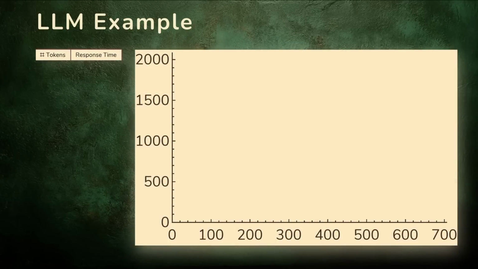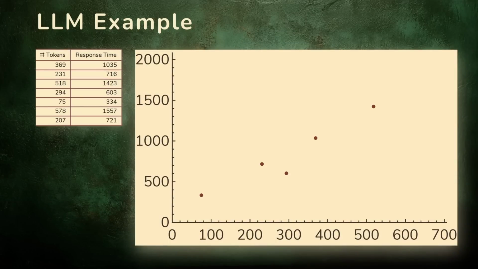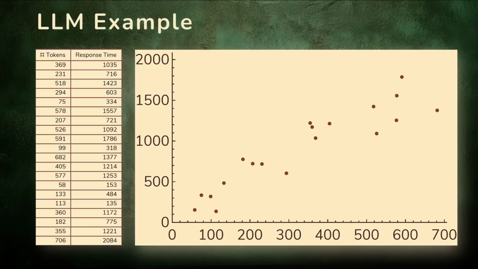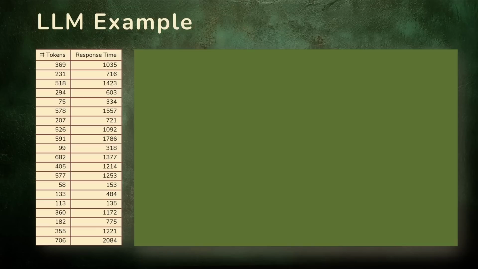We collect data. On the left, we list 20 prompts with their lengths in tokens and response times in milliseconds. On the right, we plot those points. It's not a perfect line, but there is a pattern that does look linear. Let's find the best fit line.